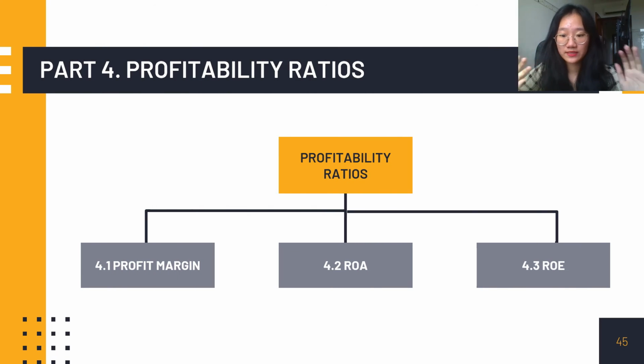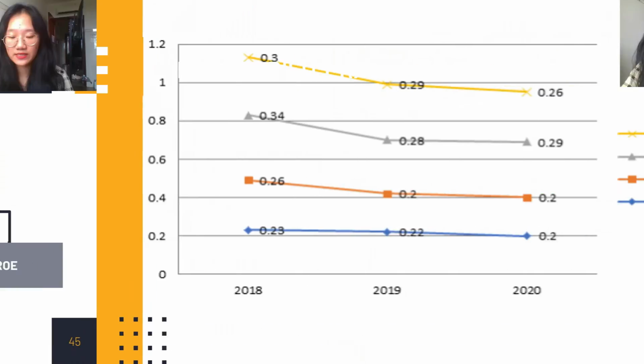Hello everyone. My name is Thanh and I will present the profitability ratio and market value ratio. So in the profitability ratio, we have three main ratios. That is the profit margin, return on assets, and return on equity.